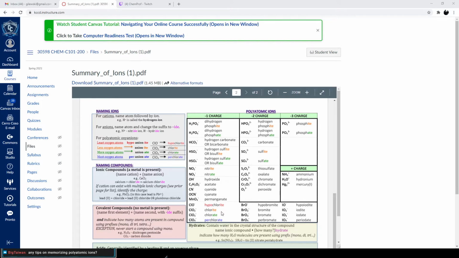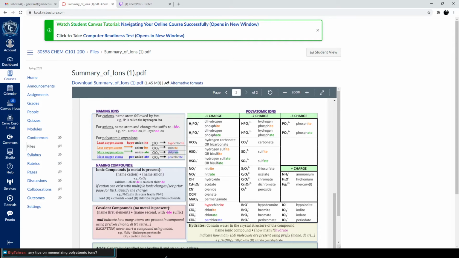If you memorize the ate form of a lot of these particular ions, you'll see that I have your little cheat sheet kind of up here. If you've memorized the ate form, you can figure out the ite form and the hypoite form. We're going to see that it's just one less oxygen to go from ate to ite, and again another less oxygen to go to hypoite.